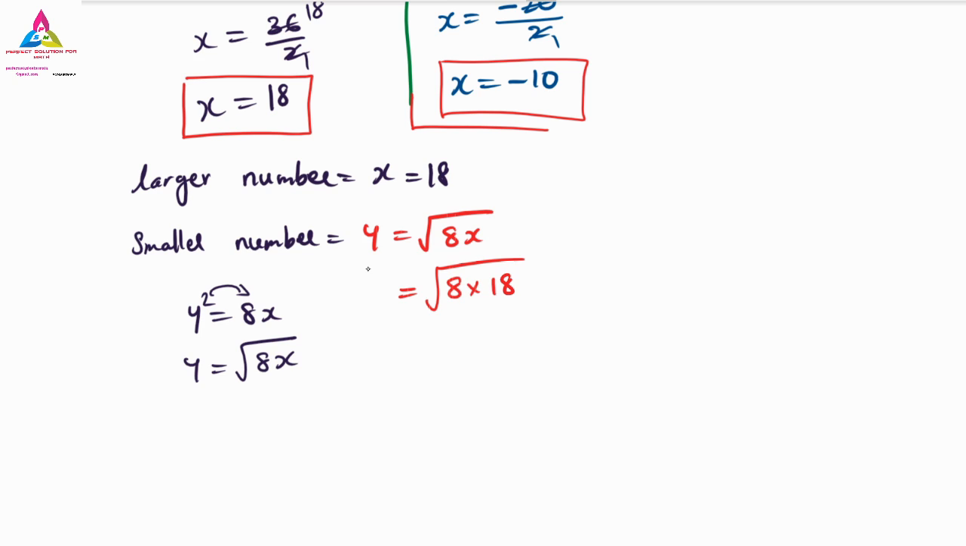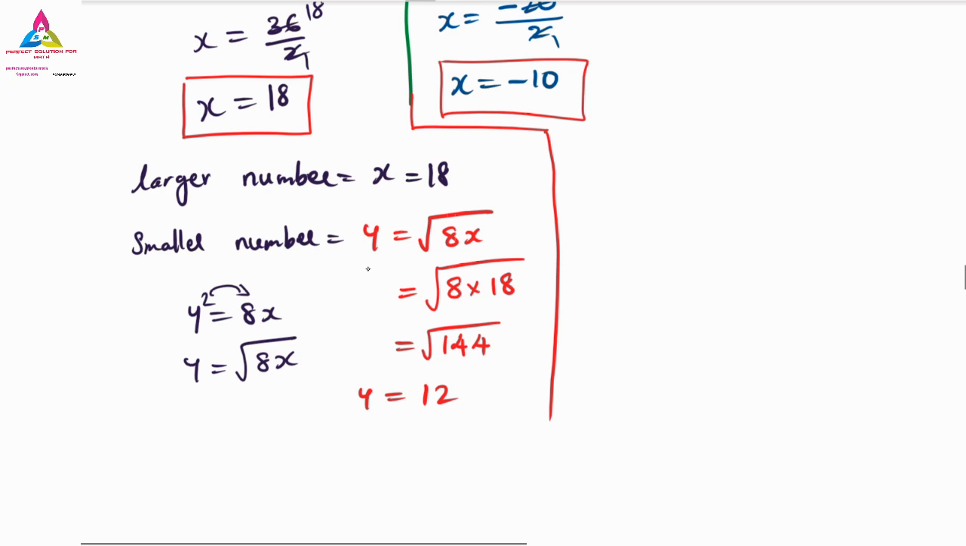The x value is 18. So 8 times 18 is how much? Yes, 144. Very good. So the y value will become the square root of 144, which is 12. So if you take the greatest number as 18, the smallest number will be 12. That is our first answer.